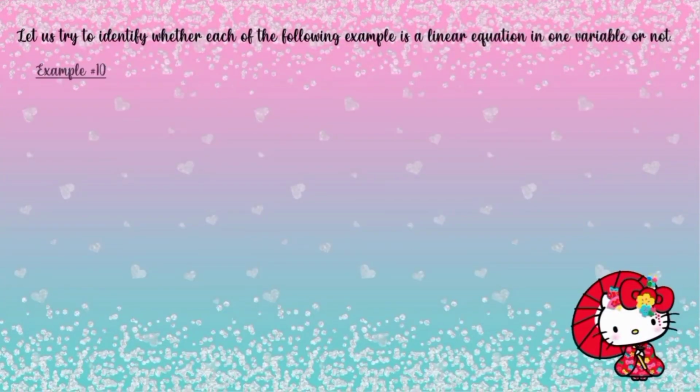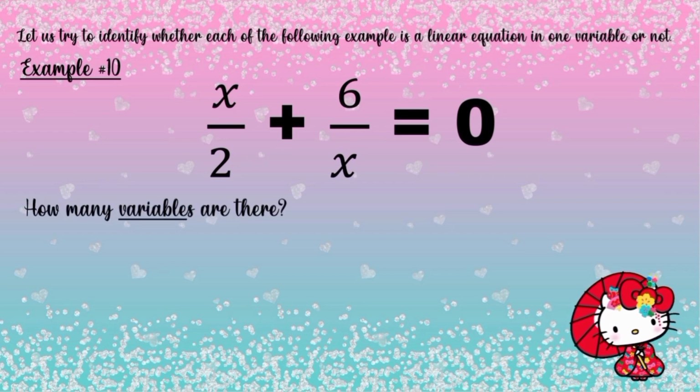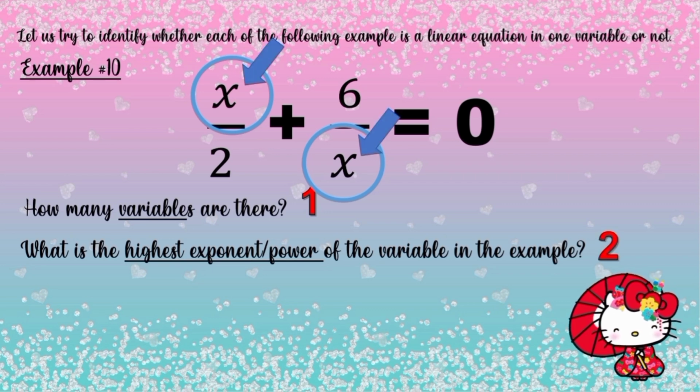For our last example, we have x over 2 plus 6 over x equals 0. How many variables are there? We have x and another x, but that is only 1 because they are similar. What is the highest exponent or power of the variable in the example? We have x here and here. We can't combine them because they are not similar terms.